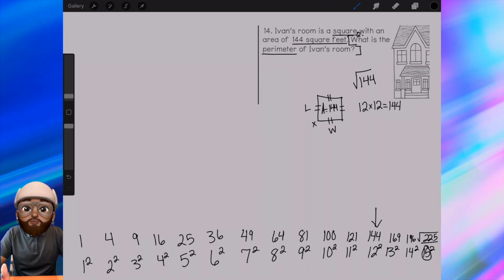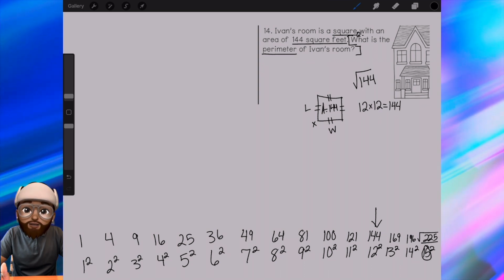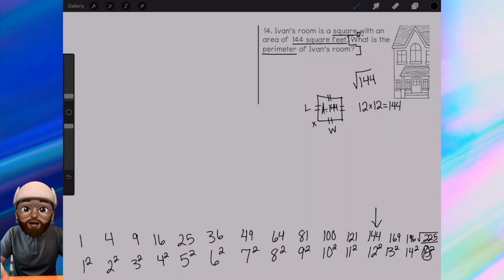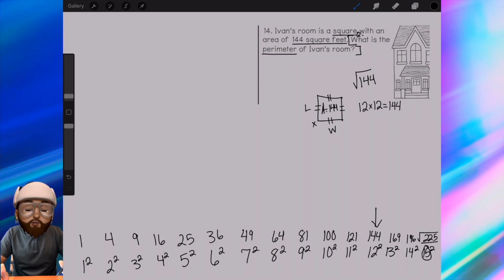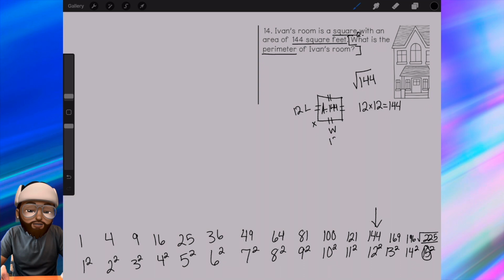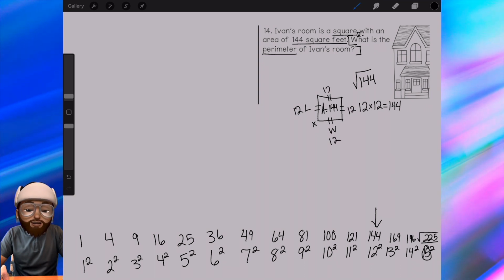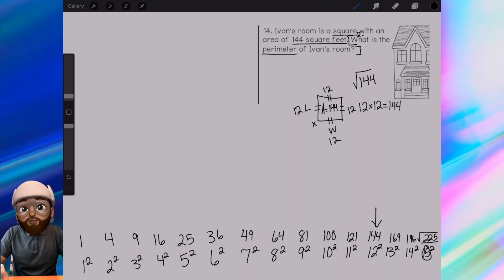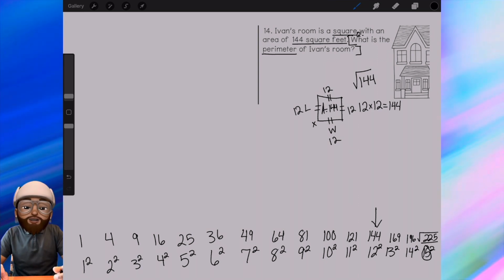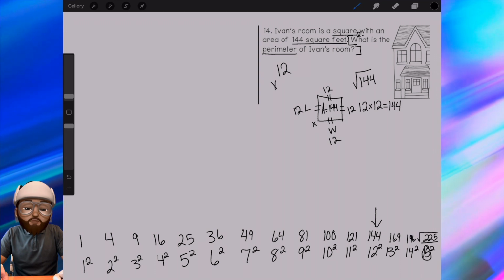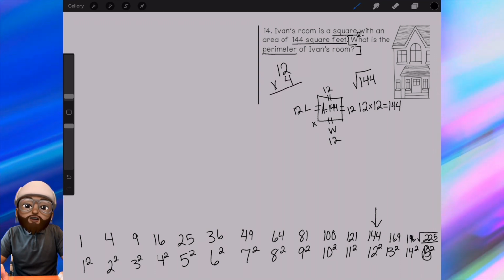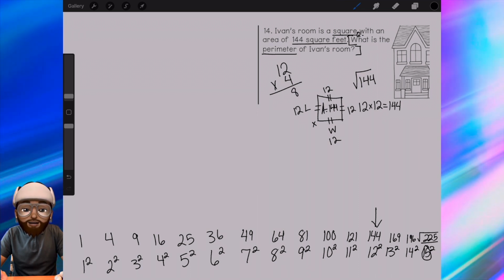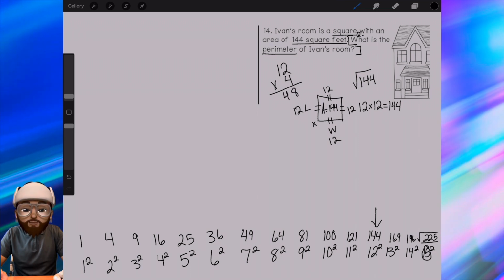So what do we need to do? We need to add together the lengths and then add together the widths, bring it all together to form our answer. So we know that this side is 12, this side is 12, this side is 12, and this side is 12. We could say 12 plus 12 plus 12 plus 12, or we could say 12 times 4. And that'll give us the same answer. Let's do that now. 4 times 2 equals 8. 4 times 1 equals 4.